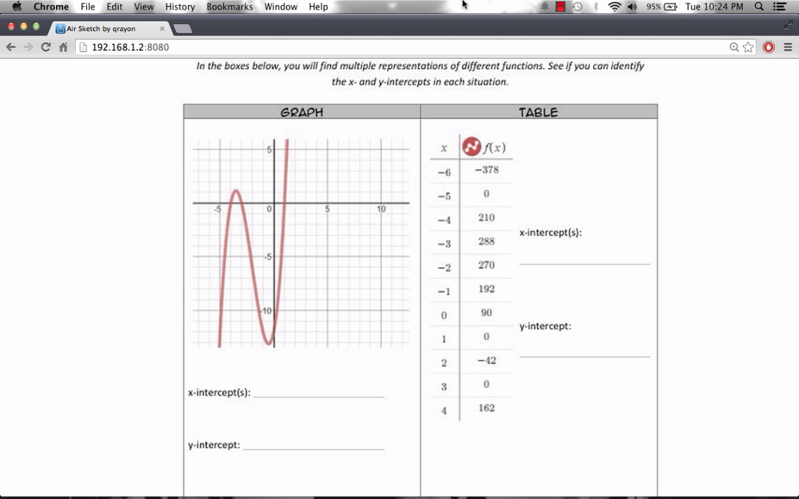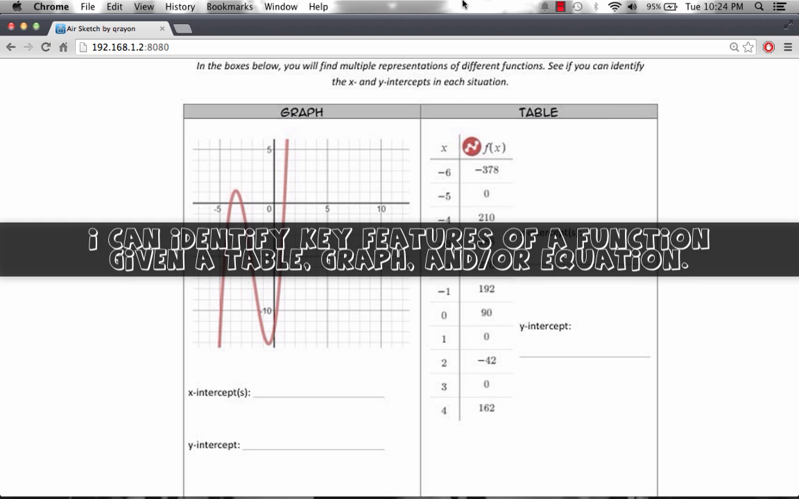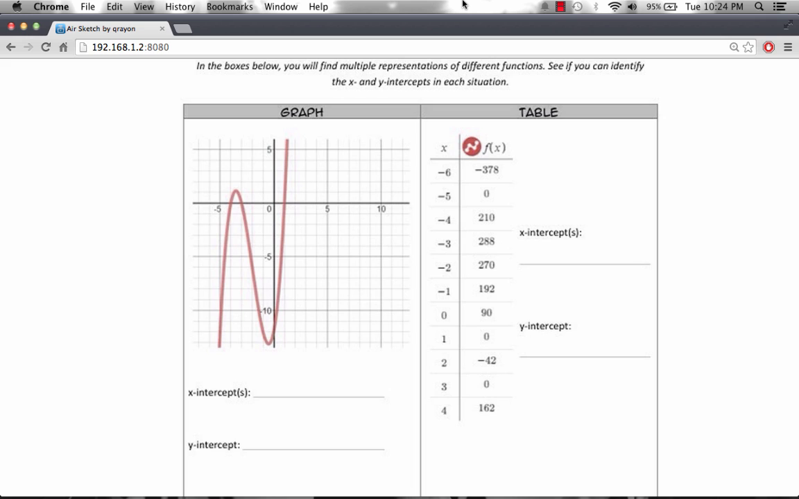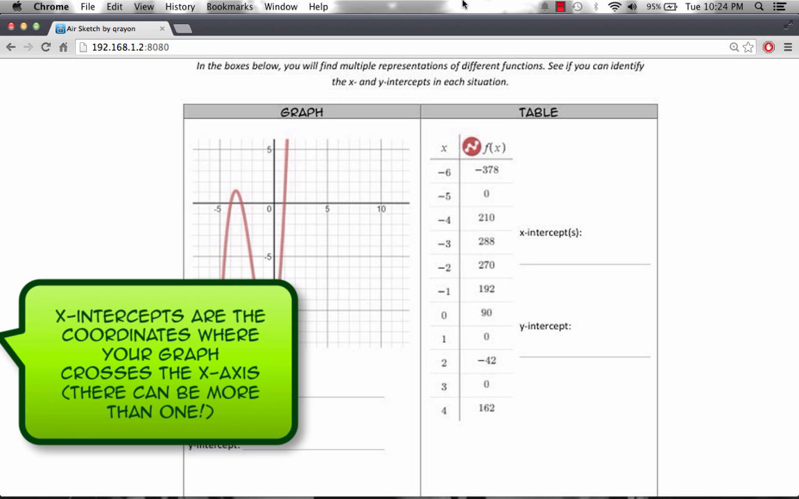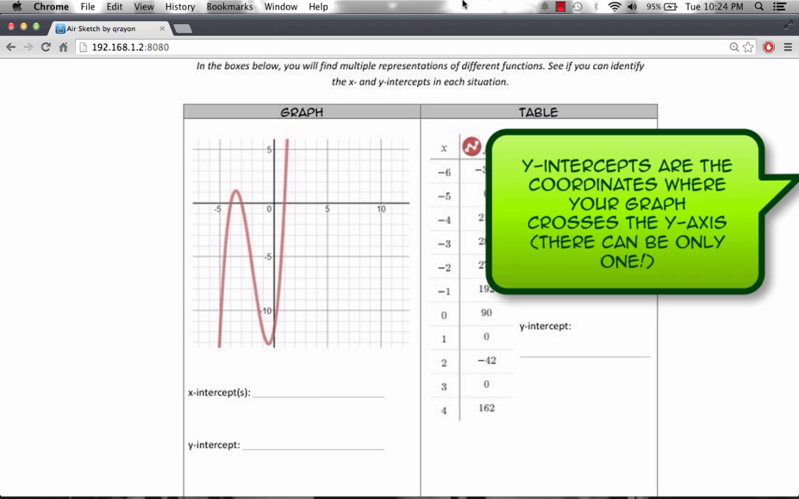By the end of this video, you should be able to identify key features of a function given a table, graph, and/or equation. We're first going to focus on finding intercepts, mainly the x-intercepts of a graph and a y-intercept of a graph. X-intercepts of the graph are coordinates where your graph crosses the x-axis. Y-intercepts are where your graph crosses the y-axis.